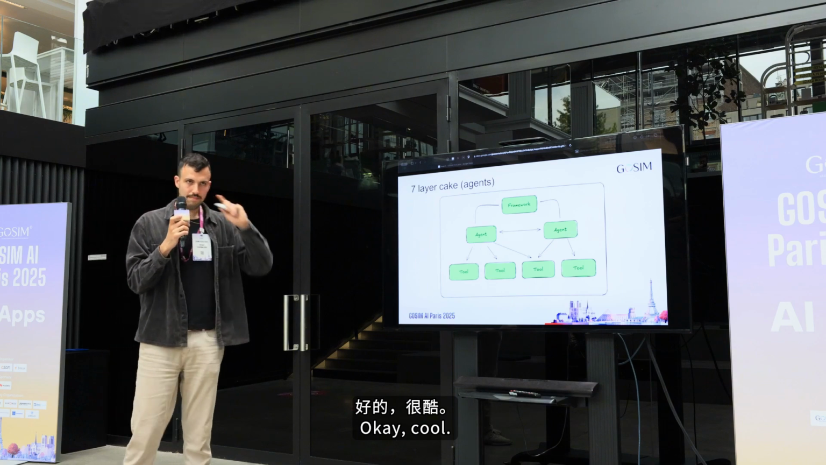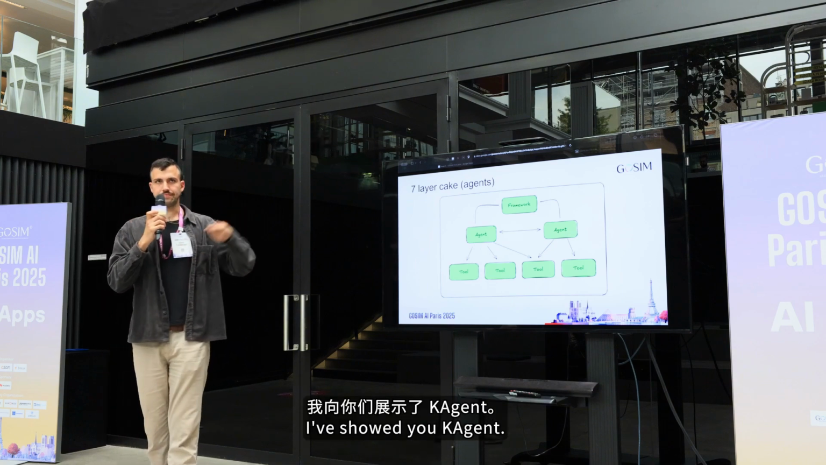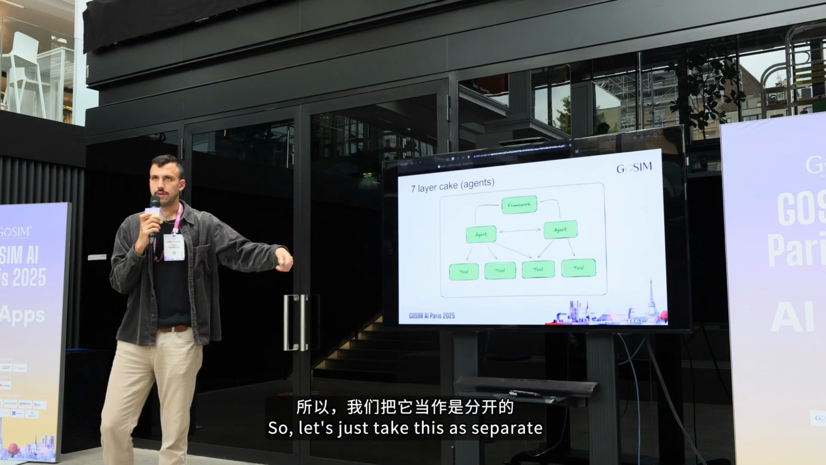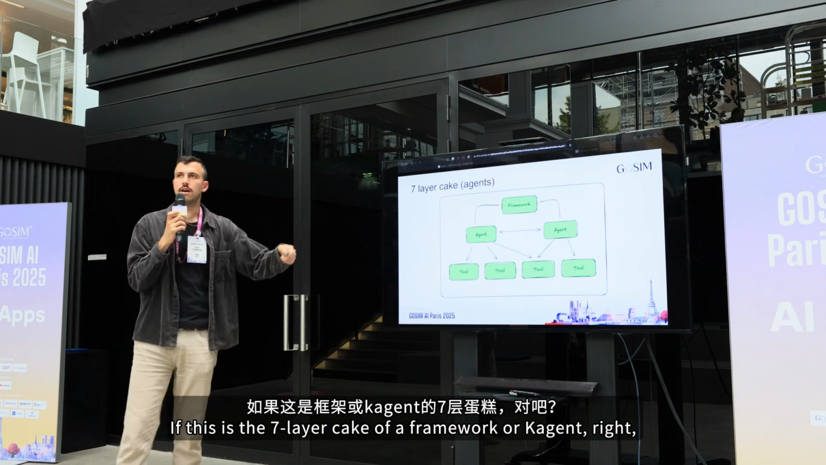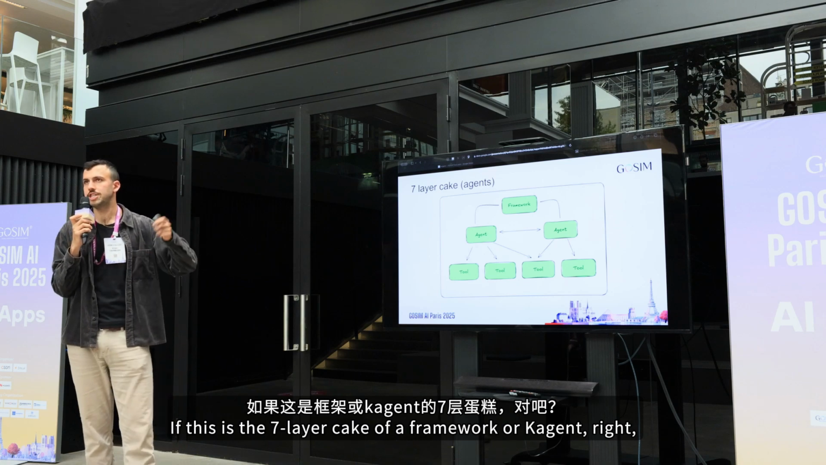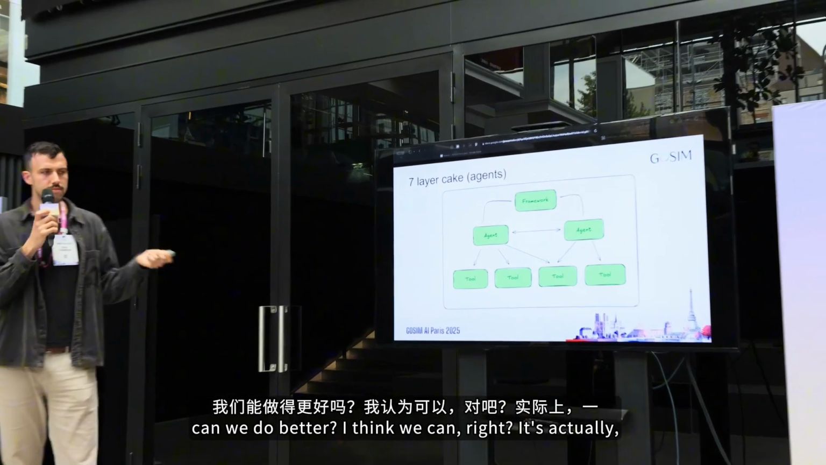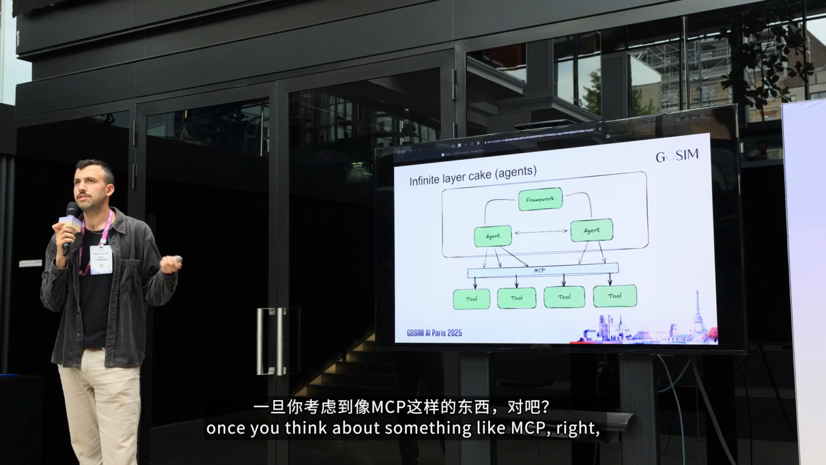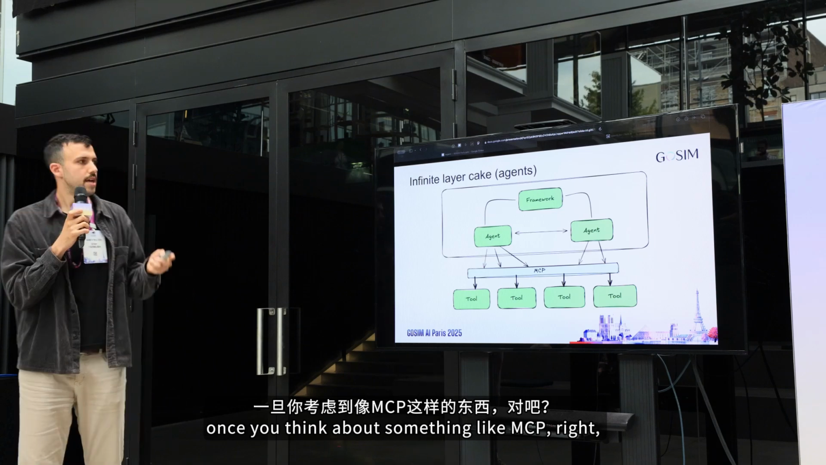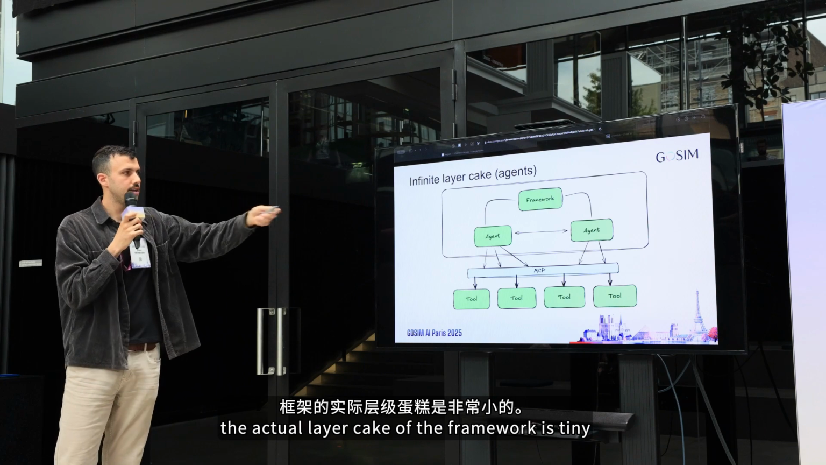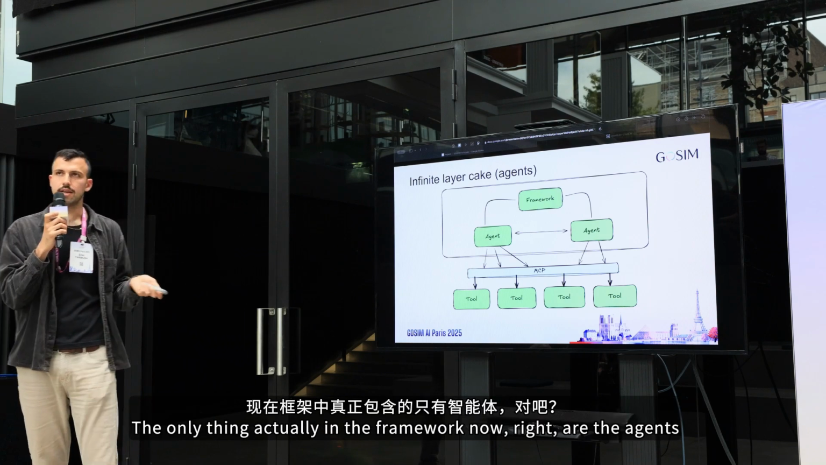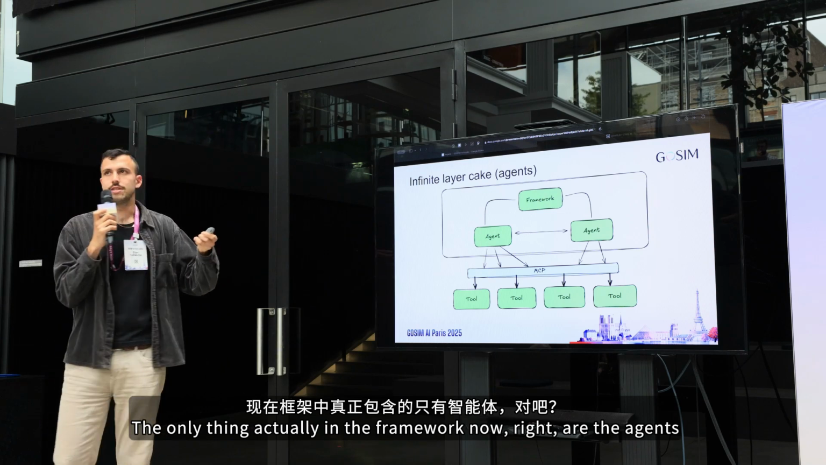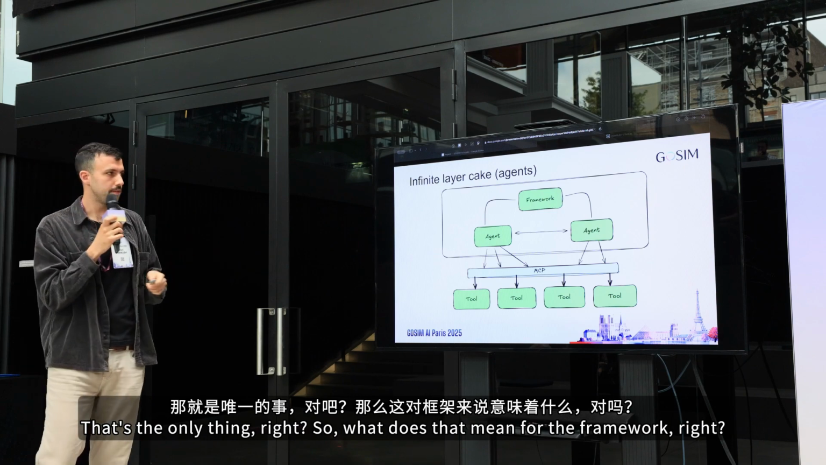Okay, cool. So I've showed you Kagent. I've talked about our layer cake. So let's just take this a step further, okay? If this is the 7-layer cake of a framework or Kagent, right, can we do better? I think we can, right? It's actually, once you think about something like MCP, right, the actual layer cake of the framework is tiny. The only thing actually in the framework now, right, are the agents. That's the only thing, right?